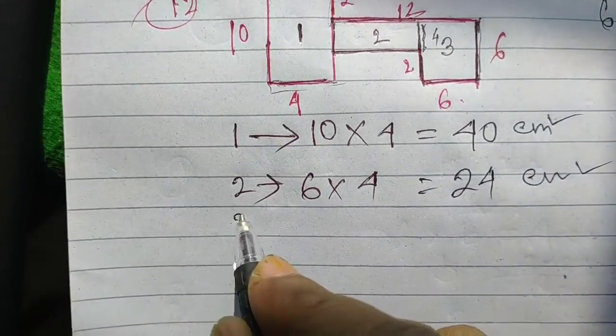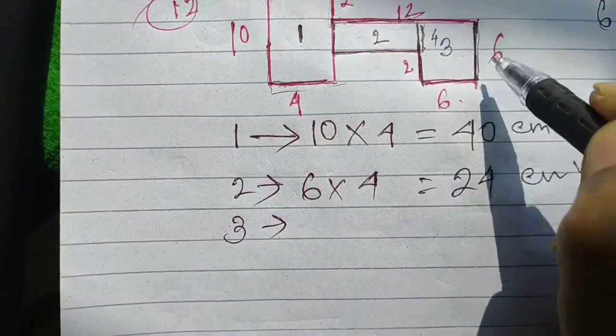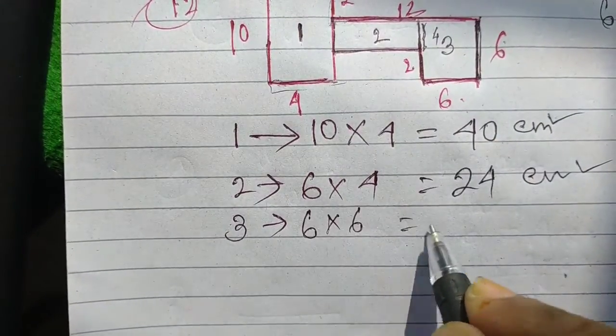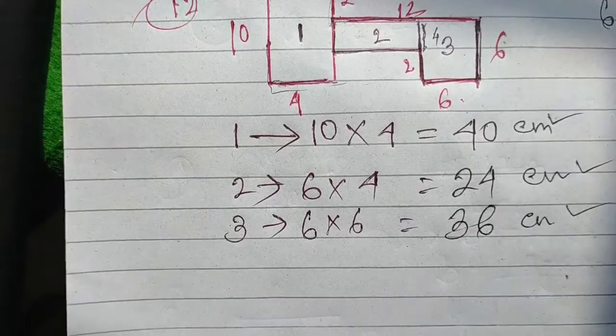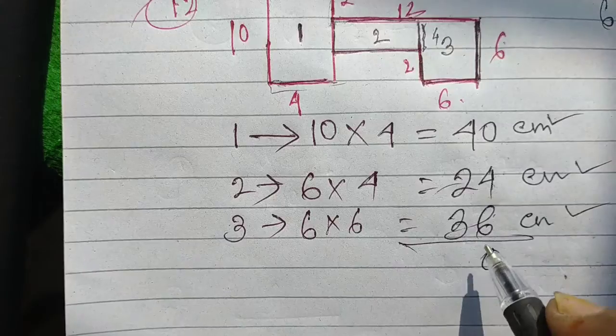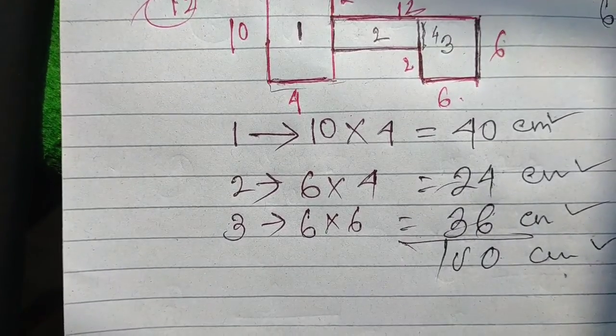Now try to find the area of figure number 3. Here length is 6 and breadth also 6, that means 36 centimeter square. Now add them: 40 plus 24 plus 36, and we will get 100 centimeter square.